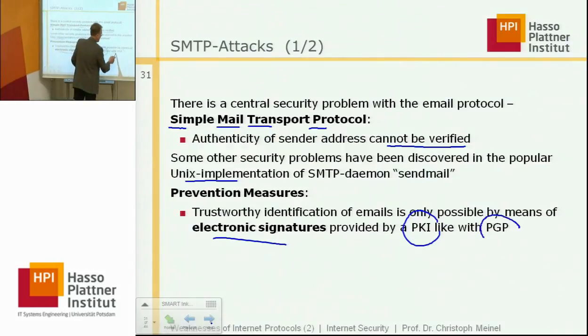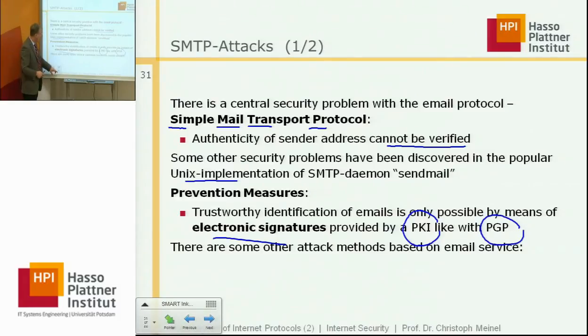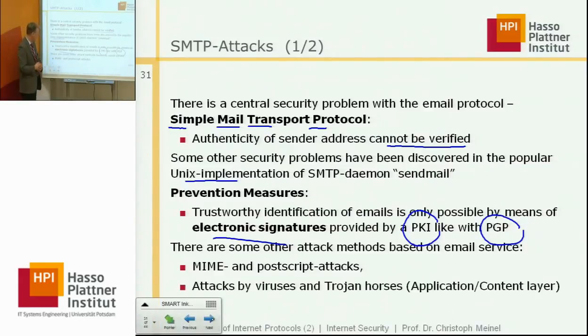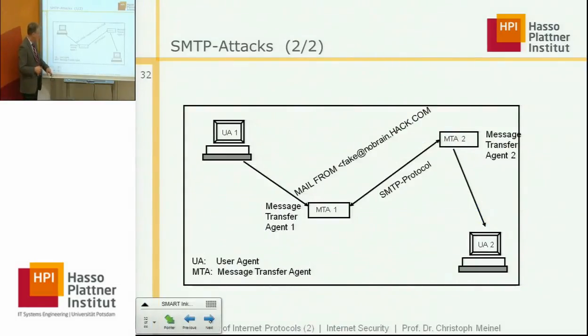So if you use Pretty Good Privacy or another system to secure your email, then you have the chance to trustworthily identify the sender of an email. On the protocol level, this is impossible. There are some other attack methods based on the email service. These are MIME and PostScript attacks, attacks by viruses and Trojan horses on the application content layer. Some of them we already discussed.